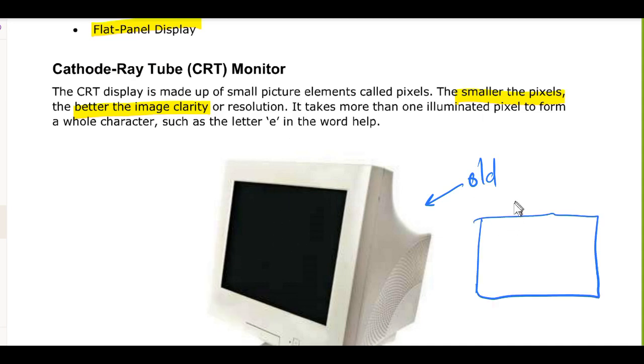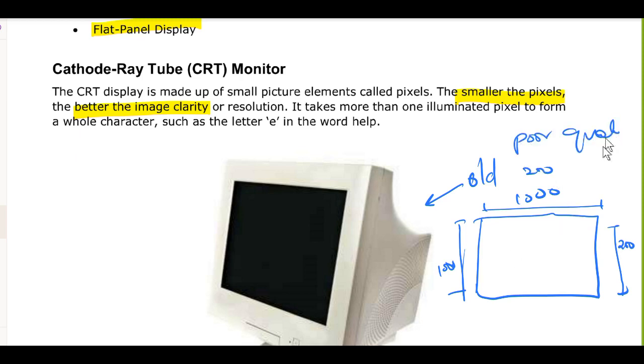In fact, this screen is divided into 1,000 pixels here and some 1,000 pixels here, but assume they are 1,000 pixels. Therefore, the more pixels there are in a line, the better the quality you are going to have from your screen. If there are fewer, probably 200 by 200, then the pixels will be fewer, and therefore you are going to have a poor quality image. So that is the idea of a monitor.